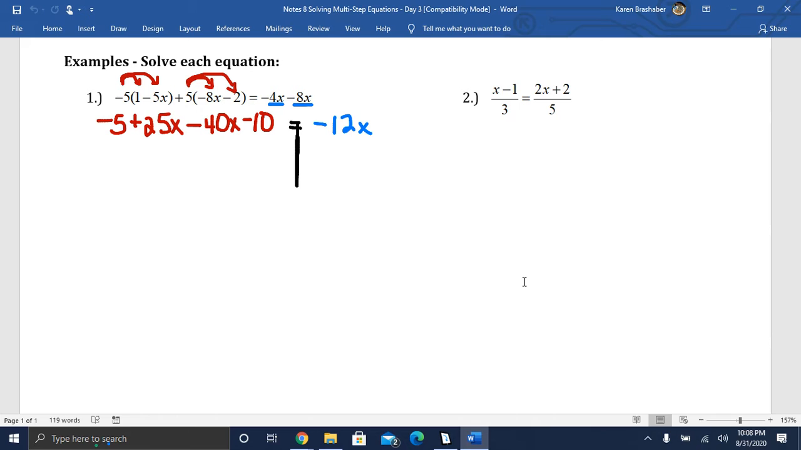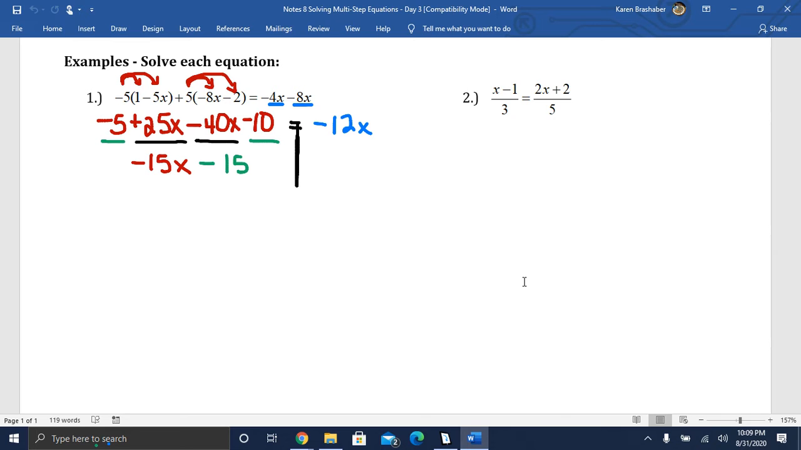On the left, I'm going to work with the x's first. I have a positive 25x and a negative 40x. With those being on the same side of the equal sign, I will combine them. 25 and -40 combine to -15x. Also on the left side of the equal sign, I have two constants that can be combined. I have -5 and -10. So we'll add and keep the sign, -15.